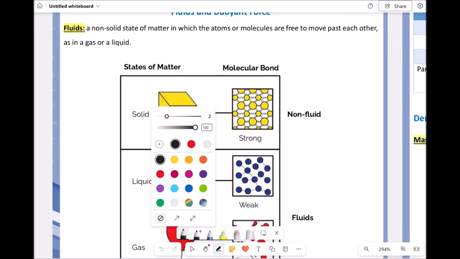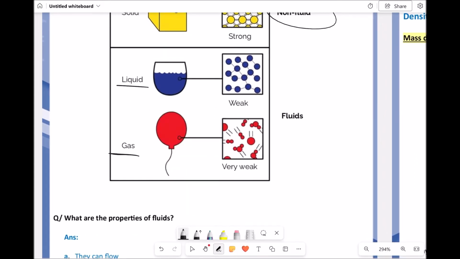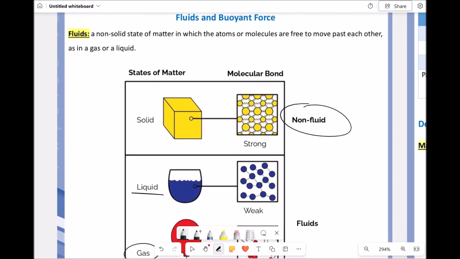Now, fluid, guys, is a non-solid state. What do you mean by this? It means it is either liquid or gas, okay? For example, you have water for liquids, you have juice, you have honey. All of these are liquid. Or you have gases like oxygen, carbon dioxide, hydrogen, helium. All of these are called fluids. So in this chapter, whenever you hear the word fluid, we are referring to either a liquid or a gas.